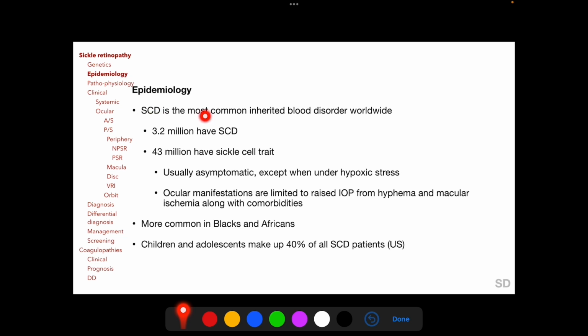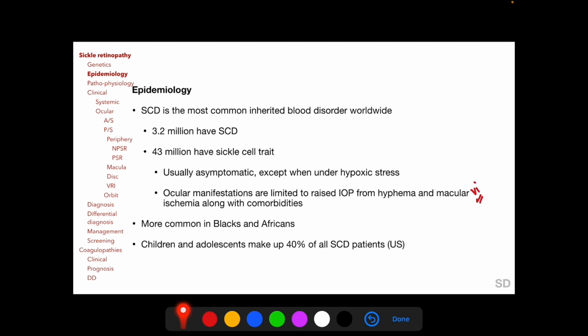Sickle cell disease is the most common inherited blood disorder worldwide, with approximately 3.2 million people having sickle cell disease with any of the three sickle genotypes. 43 million people have sickle cell trait, and these patients are usually asymptomatic except when under hypoxic stress. As in patients with sickle cell disease, patients with sickle cell trait can have raised intraocular pressure from high fever due to any cause and macular ischemia along with other comorbidities, but other ocular manifestations of sickle cell disease typically do not occur in patients with sickle cell trait, and this is very important to remember.